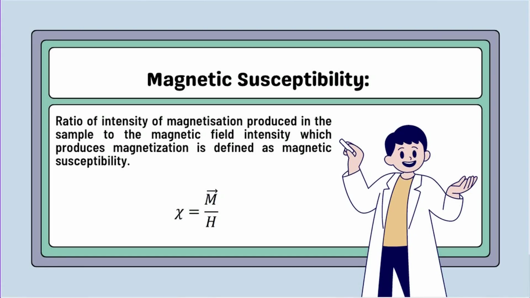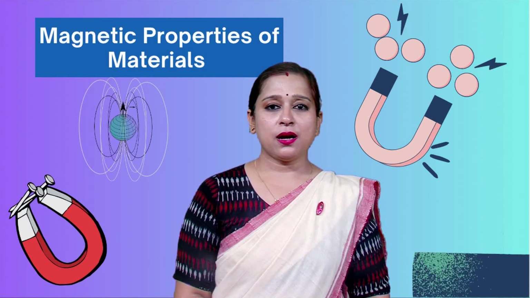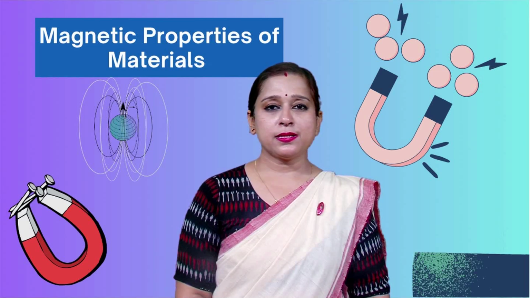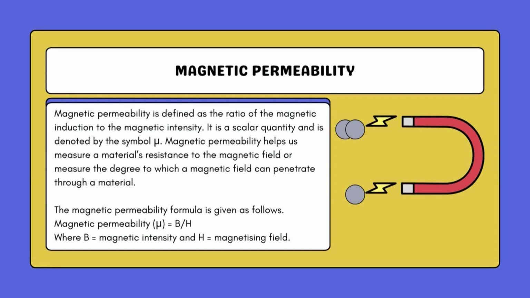The ratio of intensity of magnetization produced in a sample to the magnetic field intensity which produces the magnetization is defined as magnetic susceptibility. Magnetic permeability is defined as the ratio of magnetic induction to the magnetic intensity. It is a scalar quantity and is denoted by the symbol mu. Magnetic permeability helps us to measure a material's resistance to the magnetic field or the degree to which the magnetic field can penetrate through a material. If the material has greater magnetic permeability, the greater will be the conductivity for magnetic lines.